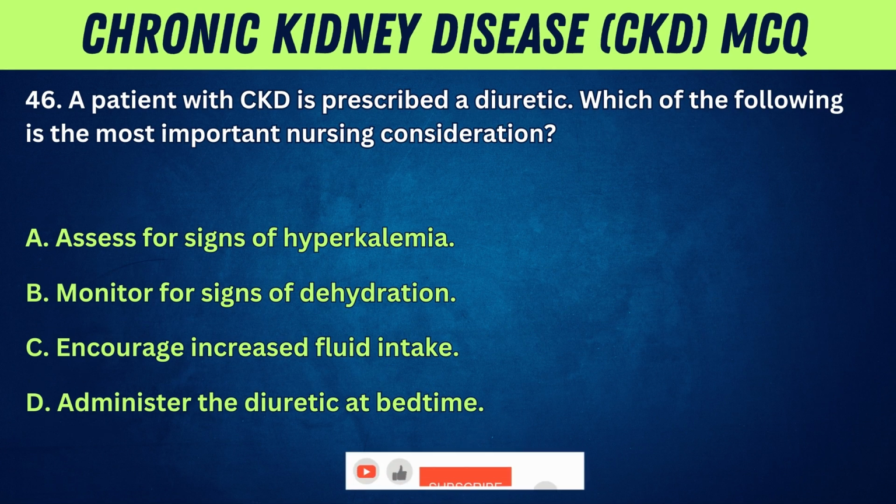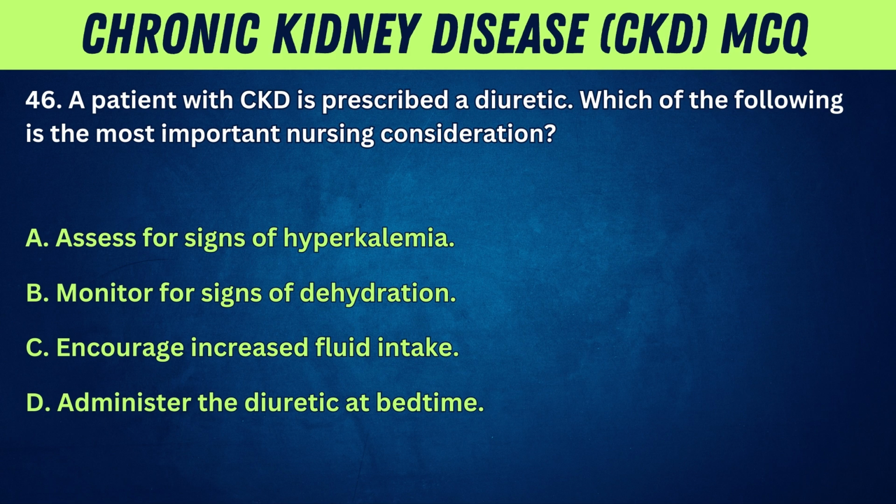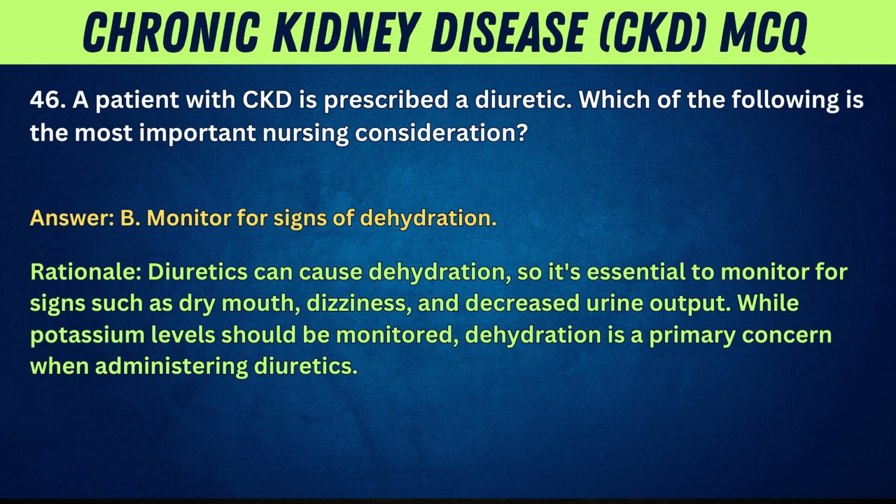46. A patient with CKD is prescribed a diuretic. Which of the following is the most important nursing consideration? A. Assess for signs of hyperkalemia. B. Monitor for signs of dehydration. C. Encourage increased fluid intake. D. Administer the diuretic at bedtime. Answer: B. Monitor for signs of dehydration. Rationale: diuretics can cause dehydration, so it's essential to monitor for signs such as dry mouth, dizziness, and decreased urine output. While potassium levels should be monitored, dehydration is a primary concern when administering diuretics.